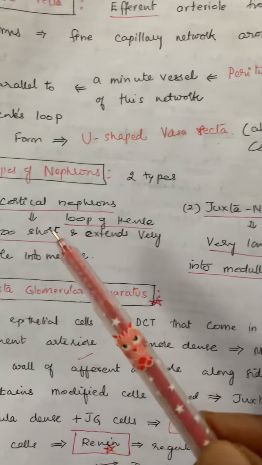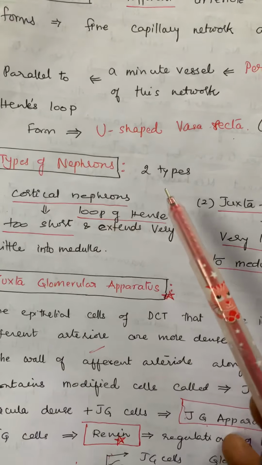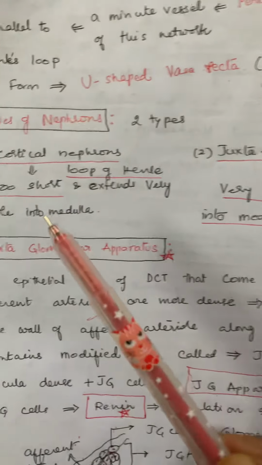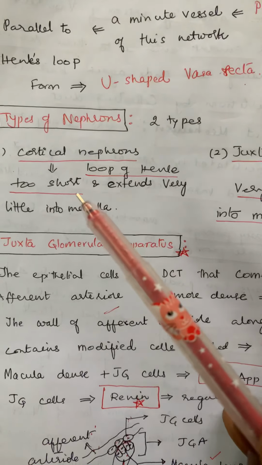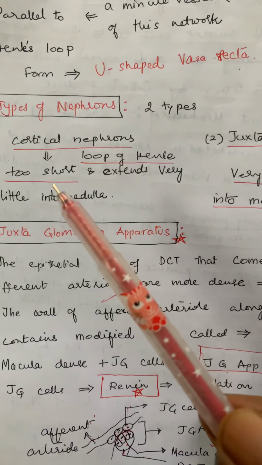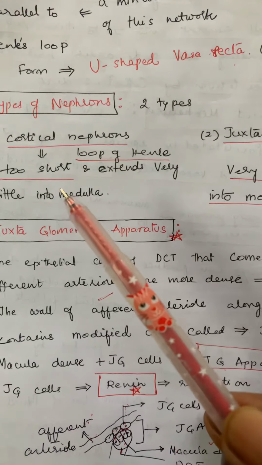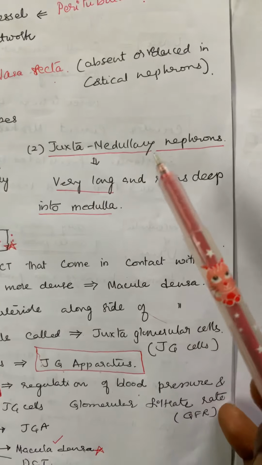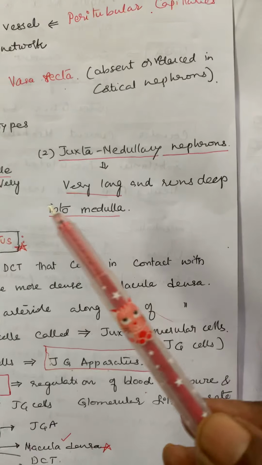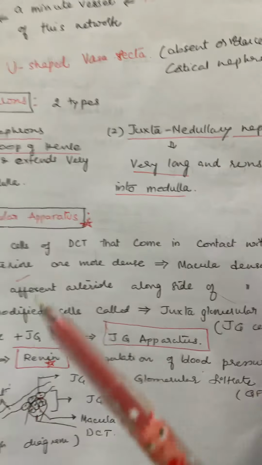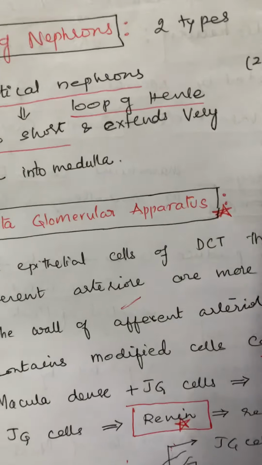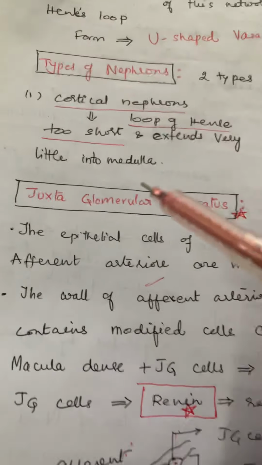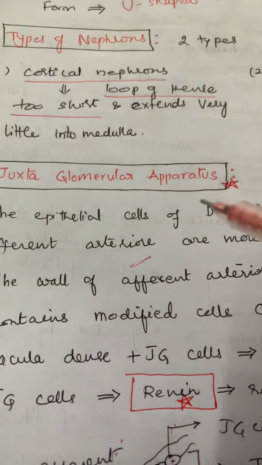What are cortical nephrons? There are two types of nephrons, called cortical nephrons and juxtamedullary nephrons. Cortical nephrons have a very short loop of Henle and extend very little into the medulla, whereas juxtamedullary nephrons have a very long loop of Henle and run deep into the medulla.